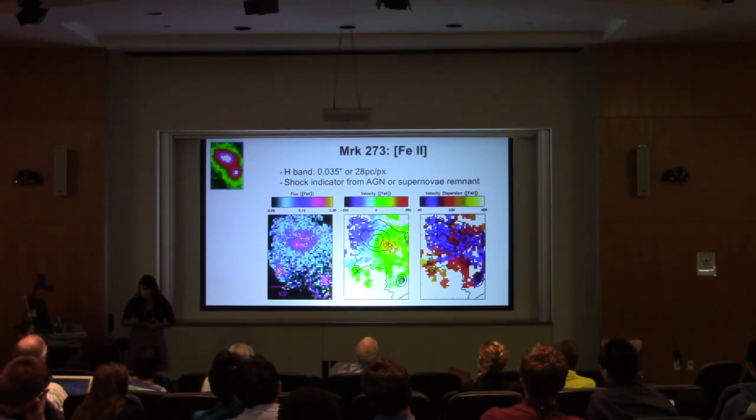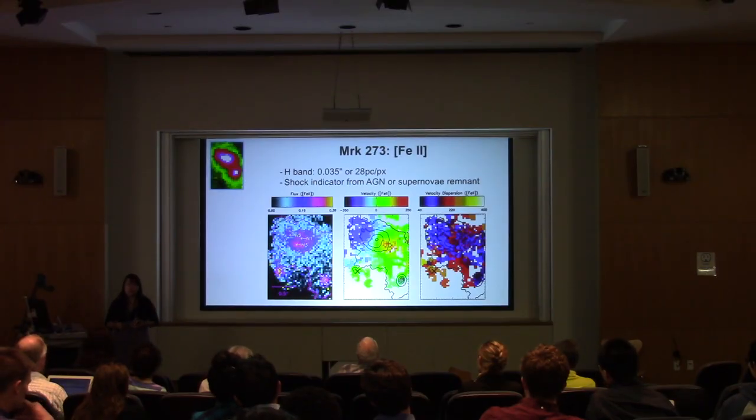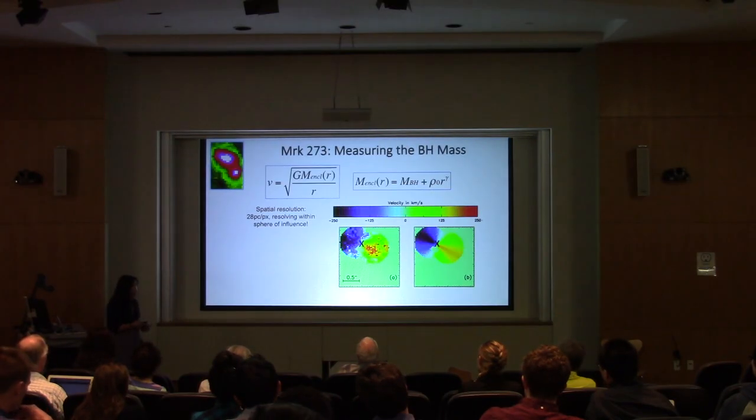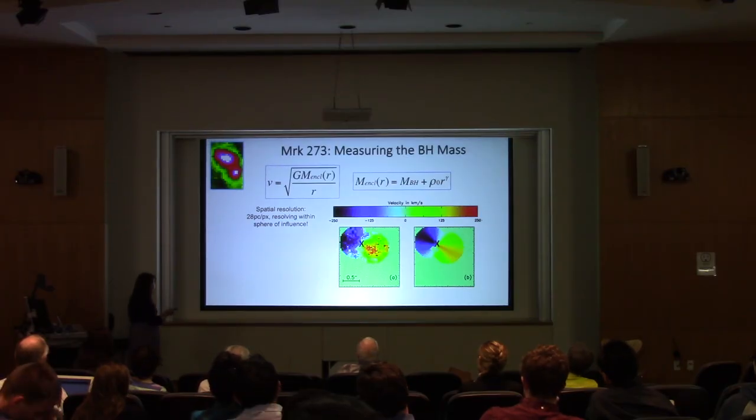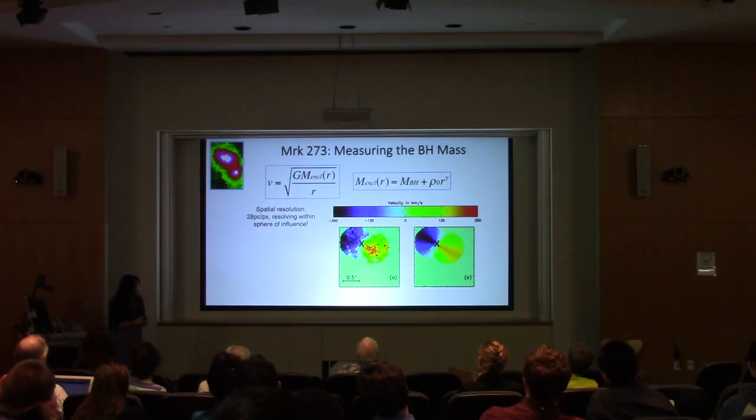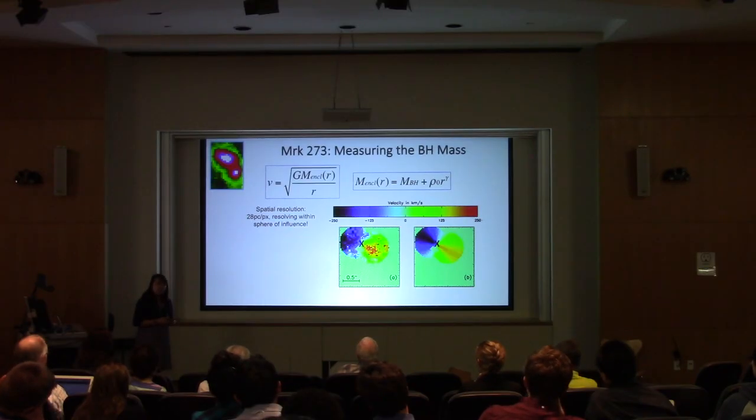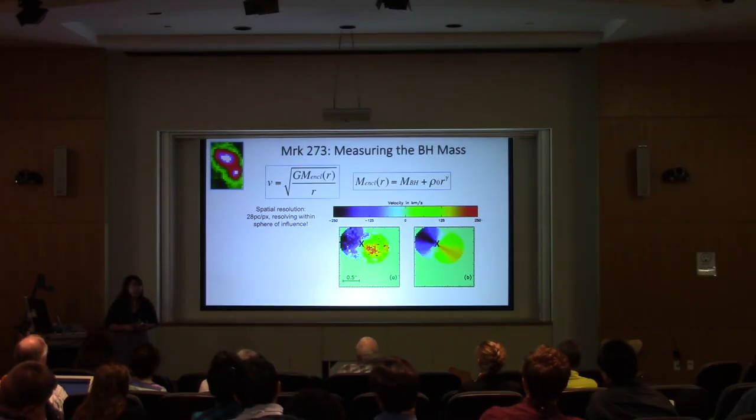Also, what's interesting about this sort of rotating signature is that it allows us a direct way to measure dynamically the black hole mass in this part of the galaxy. Because we have the spatial resolution to resolve within this black hole sphere of influence, we can then measure, at least dynamically, the mass enclosed.